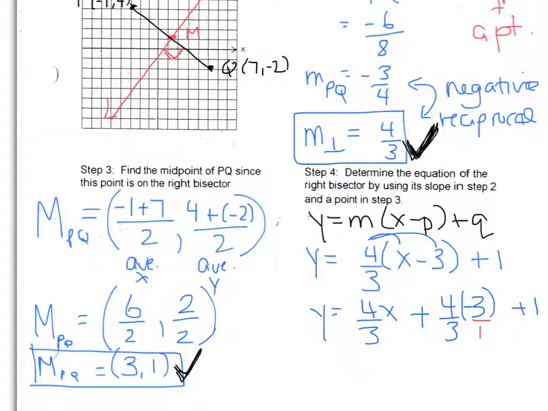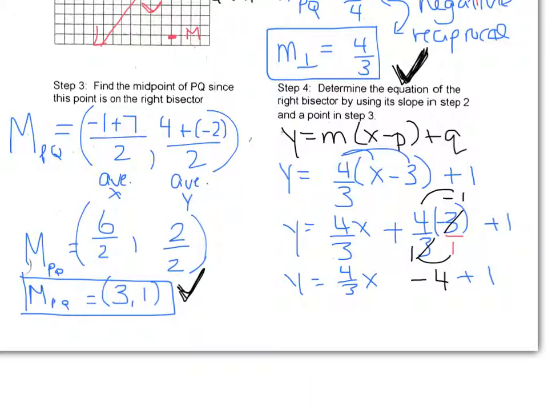When you're multiplying fractions, you want to make sure that you reduce. So 3 and 3 down here are both divisible by 3. So if we divide by 3, we get a 1 and a negative 1 at the top. Then we're going to multiply the top times the top, which is negative 4. Bottom times the bottom will just give us 1, so you don't need to write that down. So our next line would be y equals 4/3 x minus 4 plus 1. So y equals 4/3 x minus 3, and that's our final equation of the line.